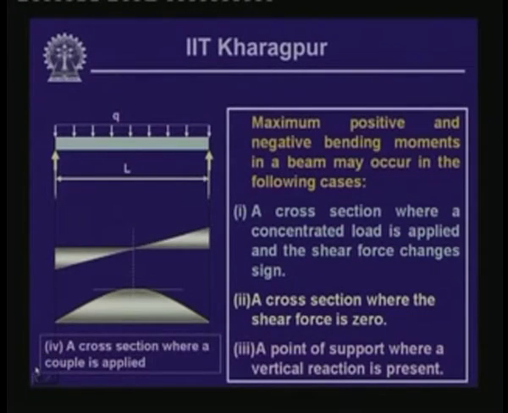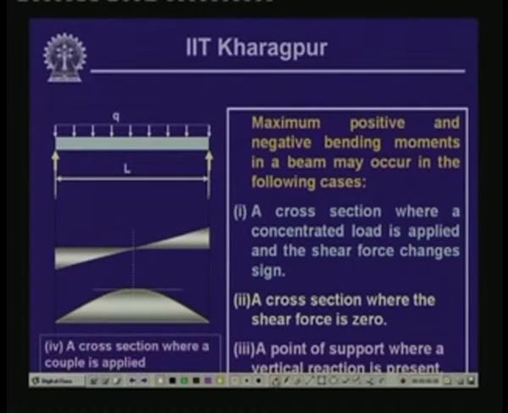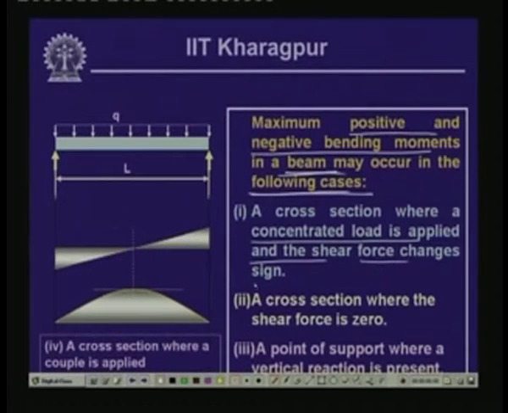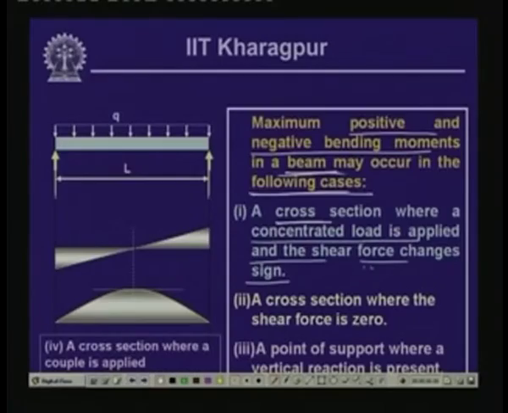Now, let us look into some more aspects of this. The maximum positive and negative bending moments in a beam may occur in the following cases. Number 1, a cross section where a concentrated load is applied and the shear force changes sign. This aspect we have seen: we solved an example wherein a beam with a uniformly distributed load also has a concentrated load, and we have seen in the shear force diagram the sign changes from negative to positive. So, wherever we have a concentrated load, there the shear force changes its sign.